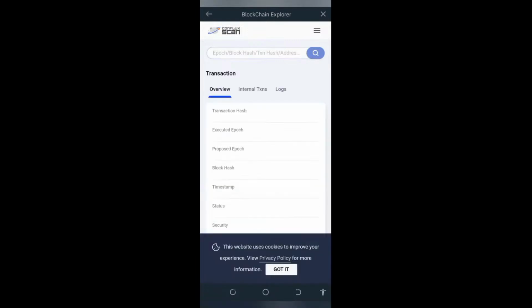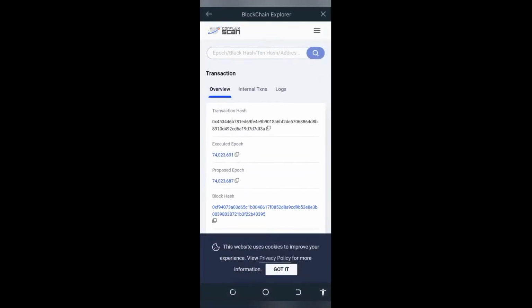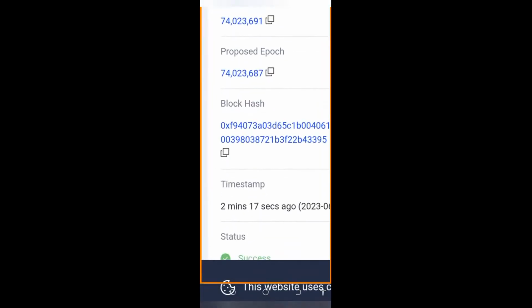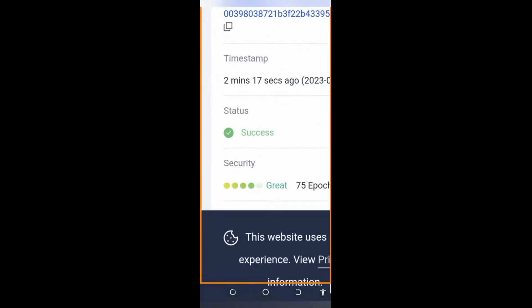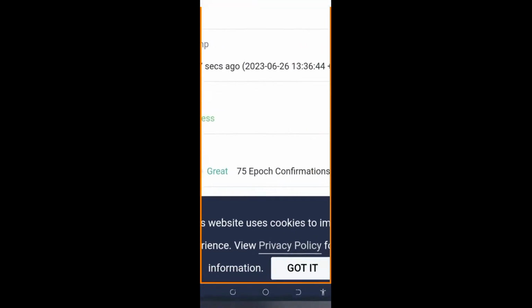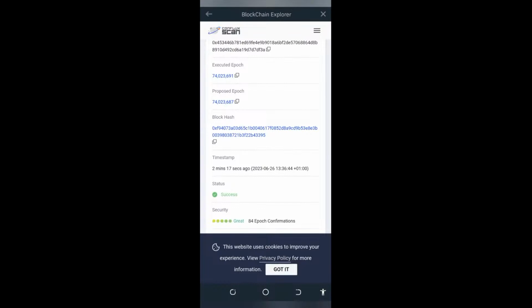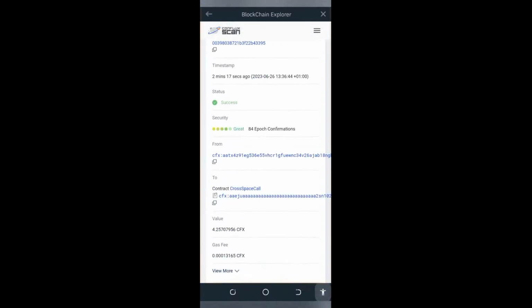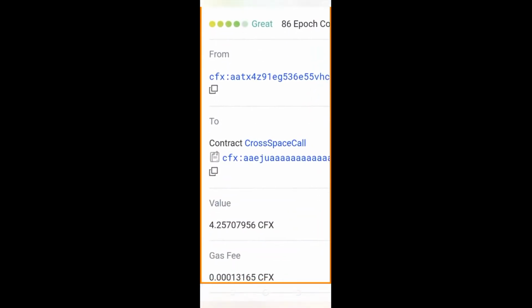Let's see what is going on here. Is there anything we need to check? This is Conflux Scan. All right, it's still doing its thing. It says success. Status is success. So we're still waiting. If it says success, we may just have to wait a little while to see what's going on.